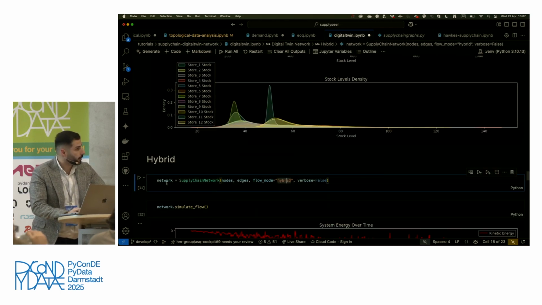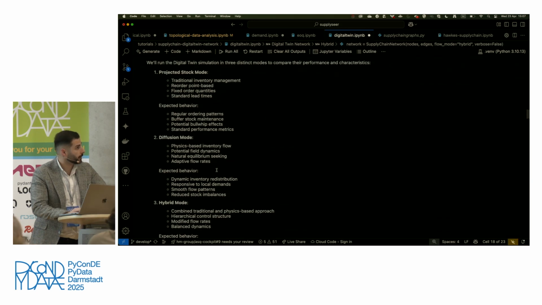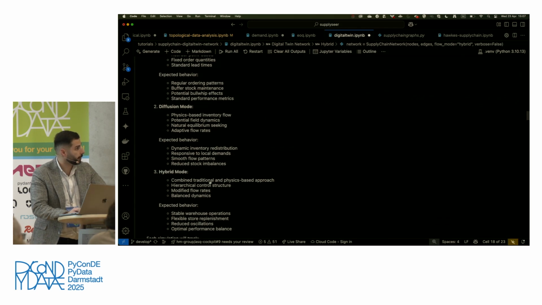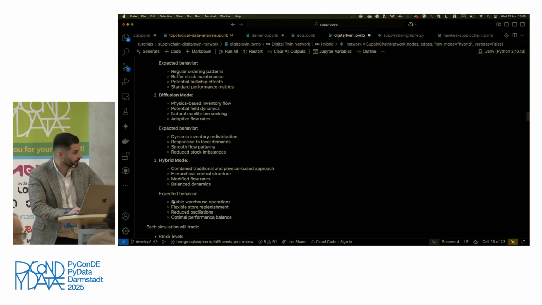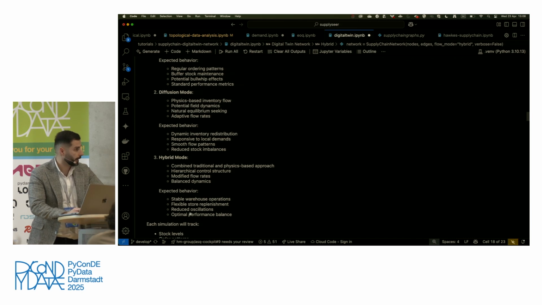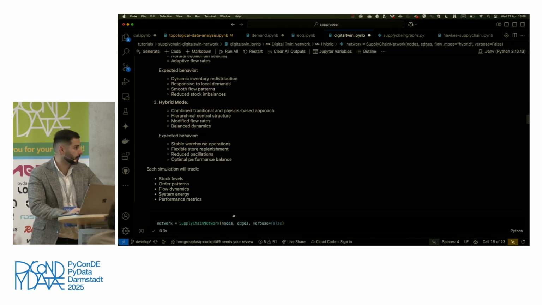There is another mode called hybrid. Let's go to the expected behavior under hybrid. So we're combining traditional and physics-based approach. We have a hierarchical control structure. We have modified flow rates, balanced dynamics. And that means we should expect a stable warehouse operation, flexible replenishment for the stores, reduced variations from what you saw earlier, and optimal performance balance. So let's have a look at it.